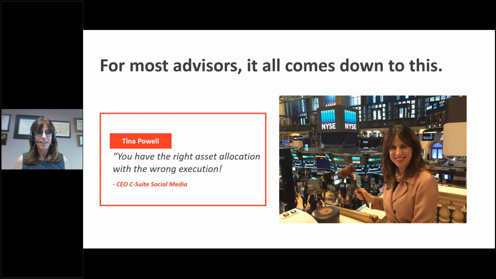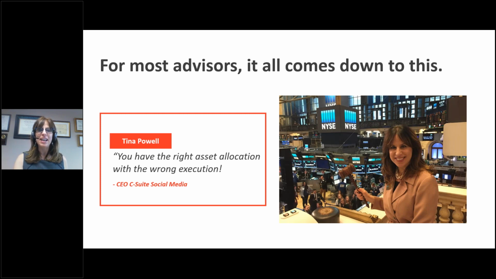Now, this is what I find. For most advisors, you've got the right asset allocation. In other words, you've got budget, you've got resources allocated across the board into all of those asset classes. But here's where you're going wrong, and that is the execution. Yep, you have the right asset allocation with the wrong execution. Gosh, I'm so proud of that statement. It took me years to really figure it out and to state it like that.